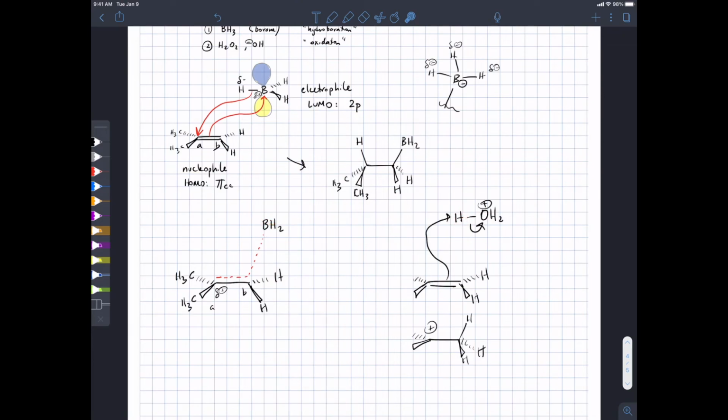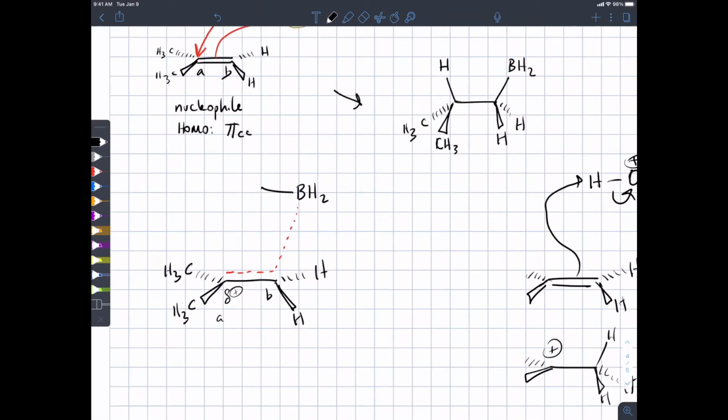All right? So that's going to cause a buildup of partial positive charge on the more substituted carbon, where it's more stable. At the same time as that bond is forming, the hydrogen-boron bond is getting longer. There's a buildup of partial negative on this hydrogen, and we choose to make a new bond between hydrogen and carbon, the carbon that has the partial positive charge on it.